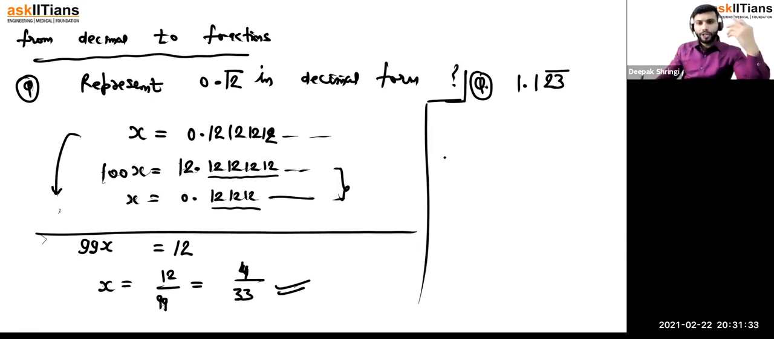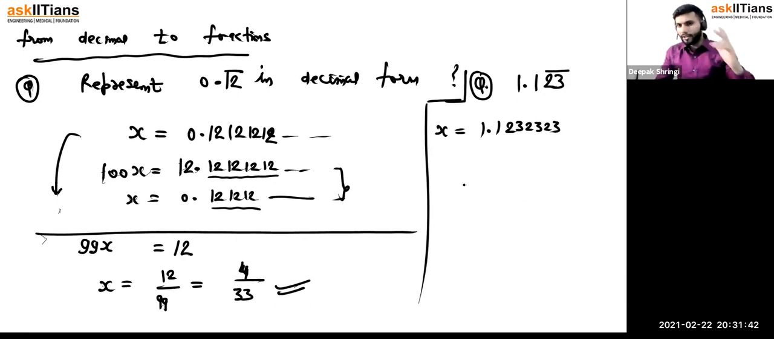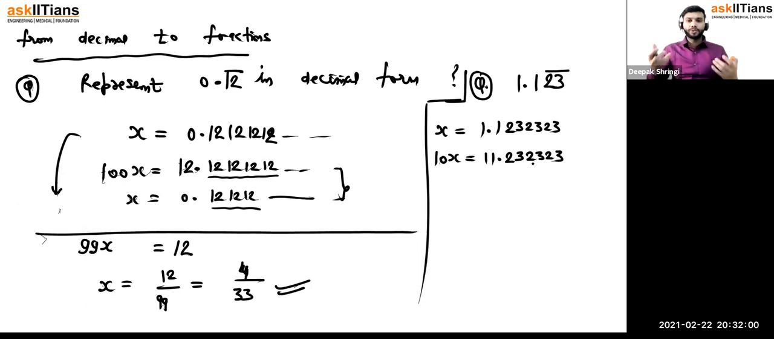Fine. How are we going to use this statement? Look at this question now. You have x equals 1.1232323. First of all you say okay sir, two are repeating, 232323, so I'll multiply by 100. No, first of all you will multiply by 10. Why? I'll tell you the reason. Because the question is in this form right now, and we have to deal with this question in this form only.